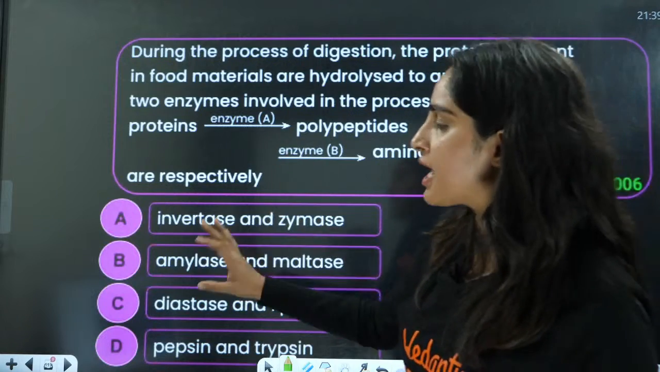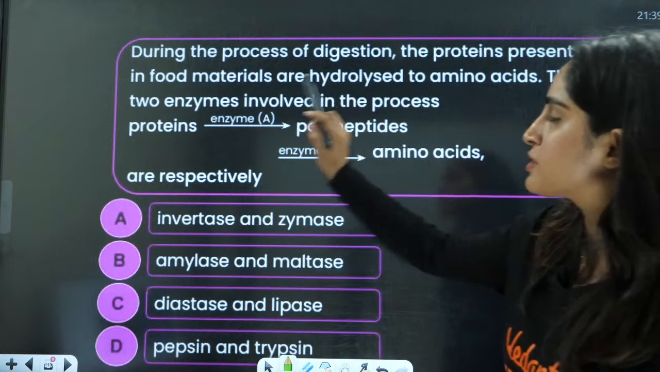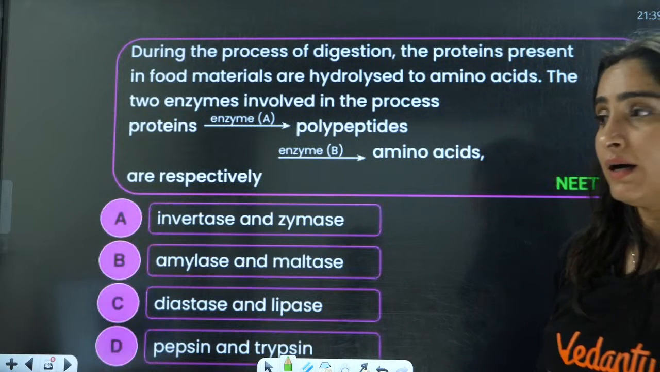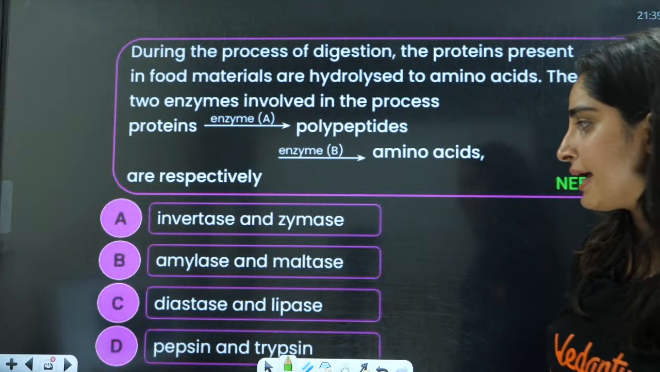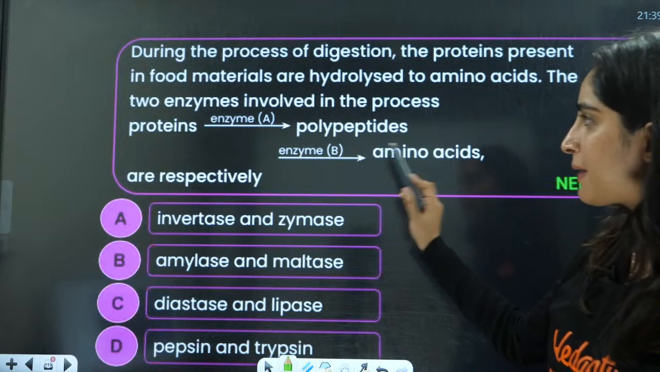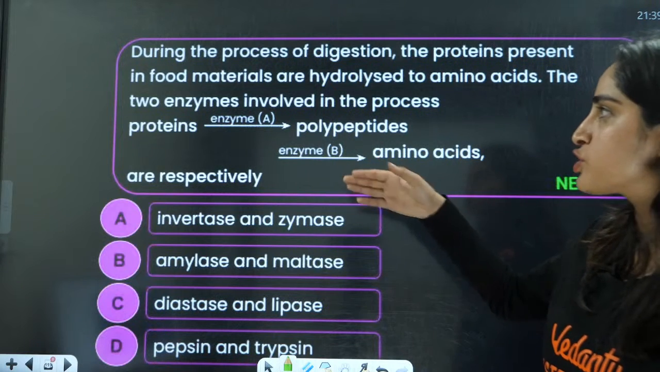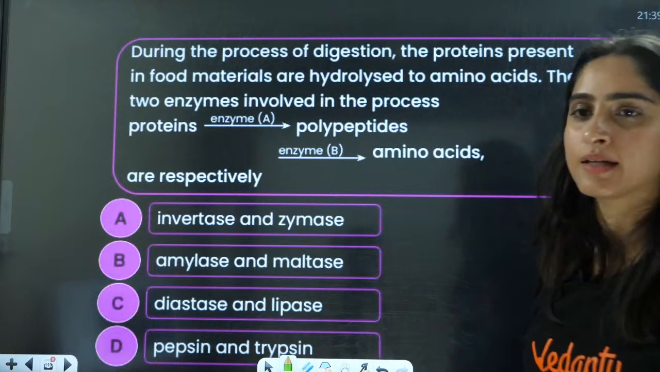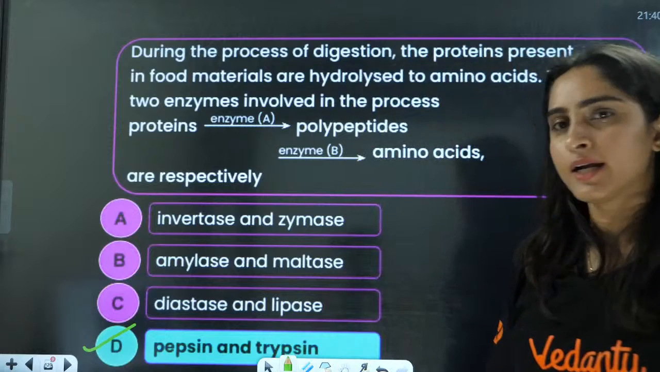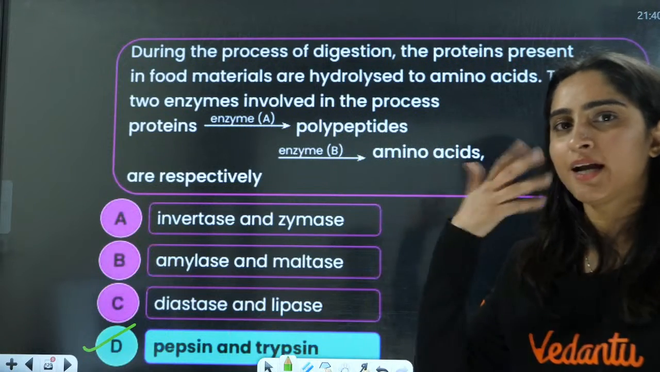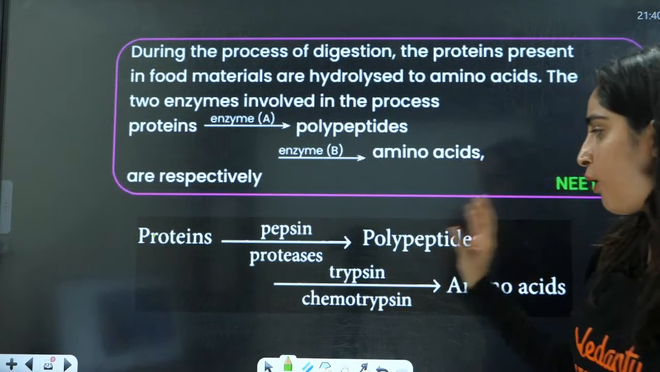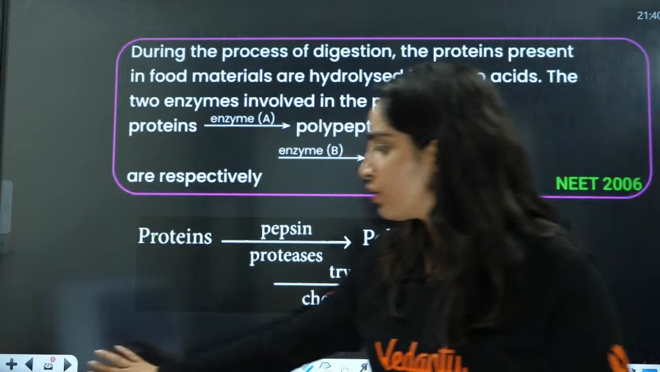So what is the right answer here? During the process, enzyme A converts proteins to polypeptides, then enzyme B gives amino acids. So what are the two enzymes here? Proteins to polypeptides and then polypeptides to amino acids. That means you are just breaking this up, right? This is pepsin and trypsin. Protein, pepsin, polypeptide, then trypsin, that is amino acids.